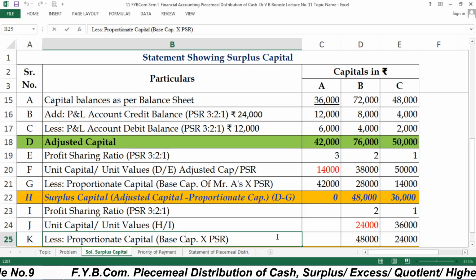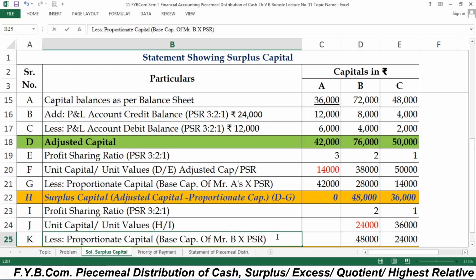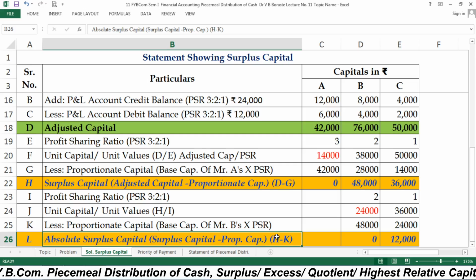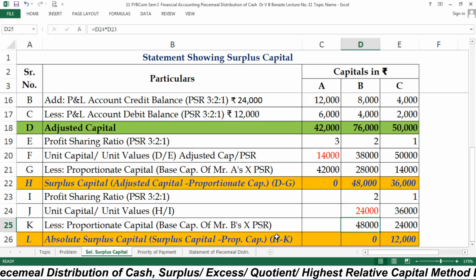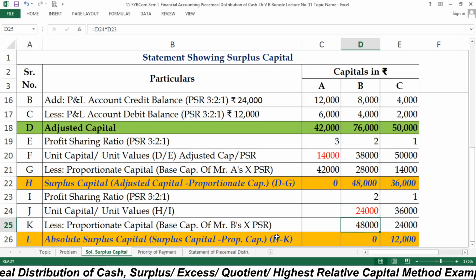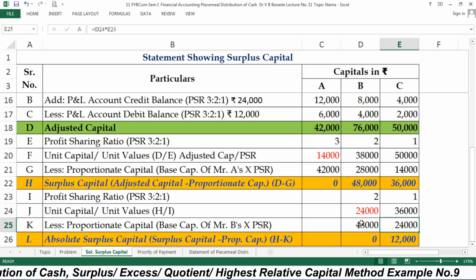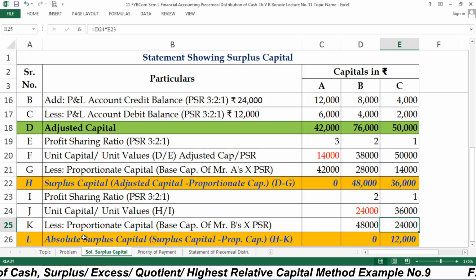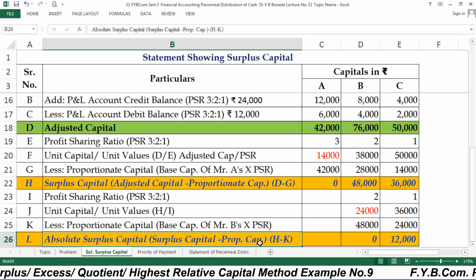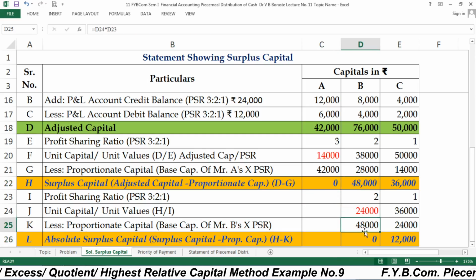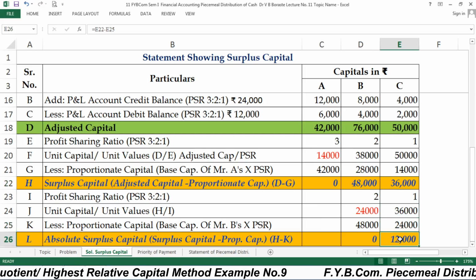base proportionate capital. How can we calculate? Base capital of Mr. B. Mr. B's capital is base capital. We have to consider as base capital of Mr. B 24,000 into 2 equals 48,000. In the same way, 24,000 into 1 equals 24,000. So we get proportionate capital, that is 48,000 and 24,000. After that, we can calculate the absolute surplus. What is absolute surplus? Surplus minus proportionate capital. So 48,000 minus 48,000, answer will be 0, and 36,000 minus 24,000, answer will be 12,000.